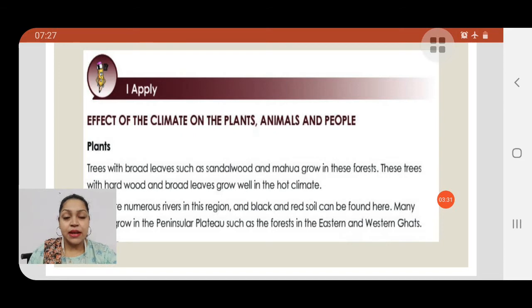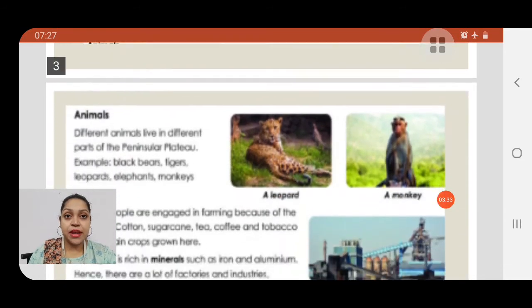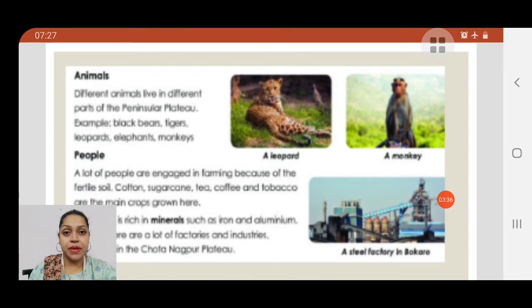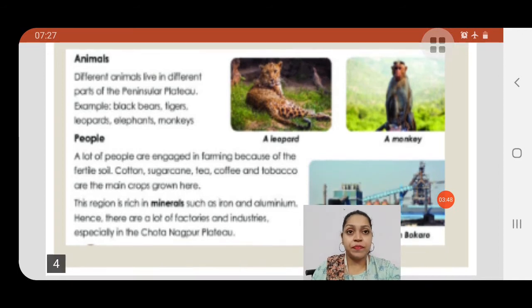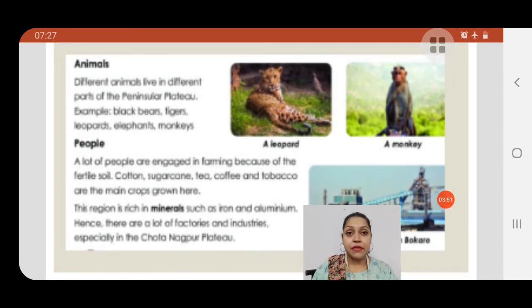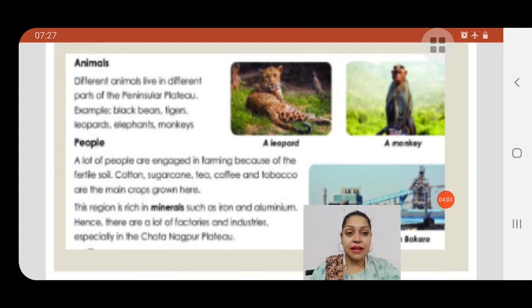Now after the effect on plants, let's see the effect on animals and people. What are the effects on animals and people? Different animals live in different parts of the Peninsular Plateau. For example, black bears, tigers, leopards, elephants, monkeys, etc. So children, these are the different animals you will find in the Peninsular Plateau.